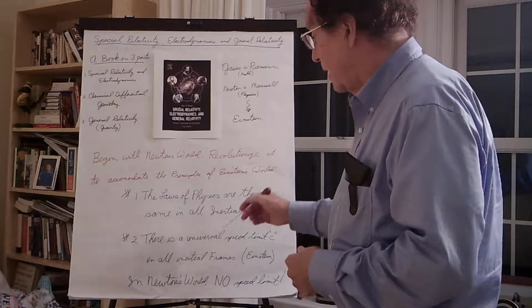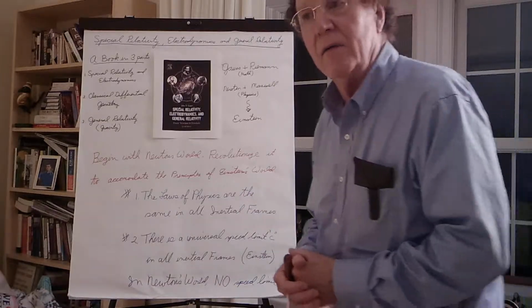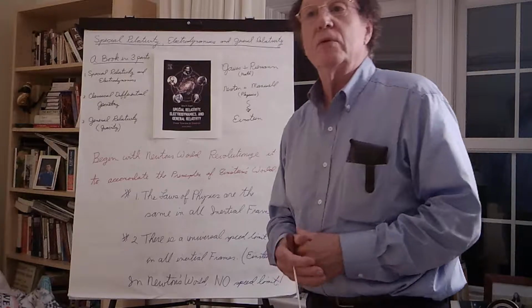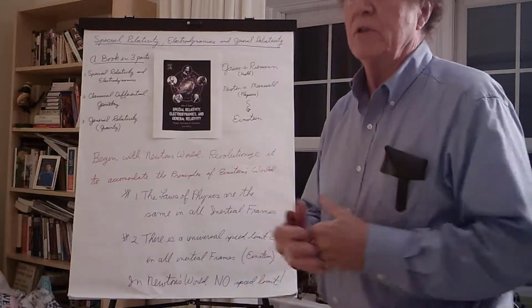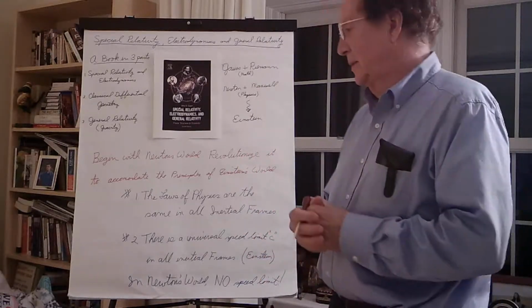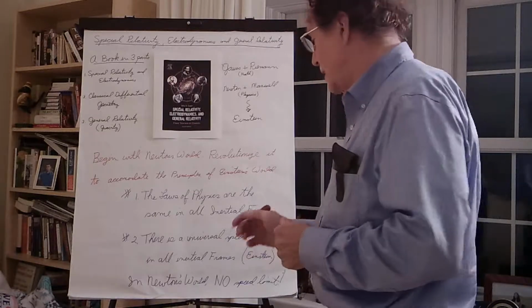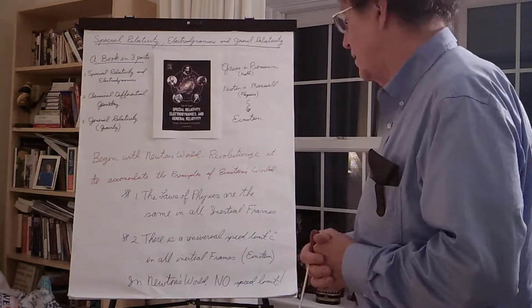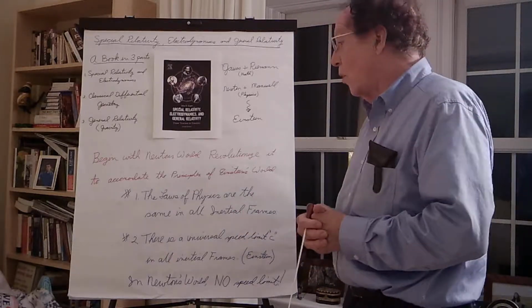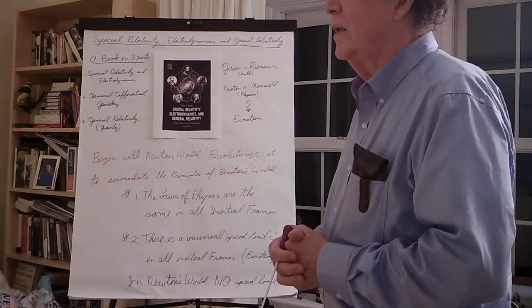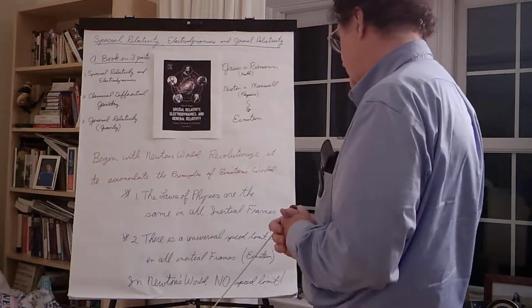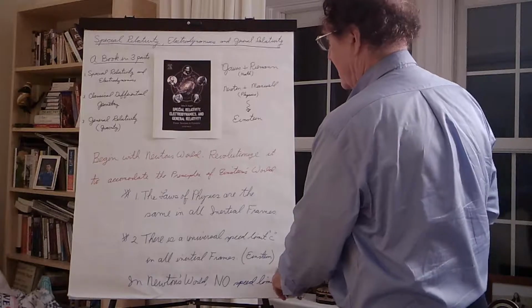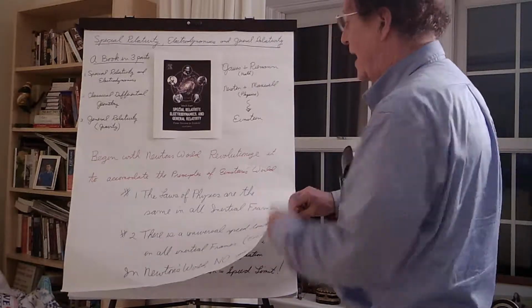Now, as we develop this, again, we're not going to follow history. Newton spoke about absolute space and absolute time. Okay, we're not going to do that. We're going to just use postulate 2, that in Newton's world there's no speed limit, while in the real world, the world of Einstein, there is. Okay, and we'll see how that develops.